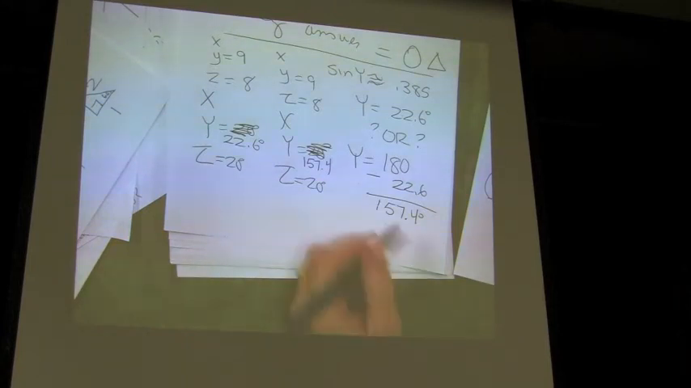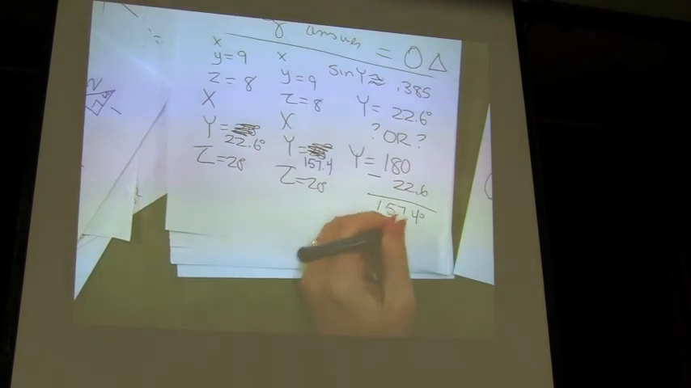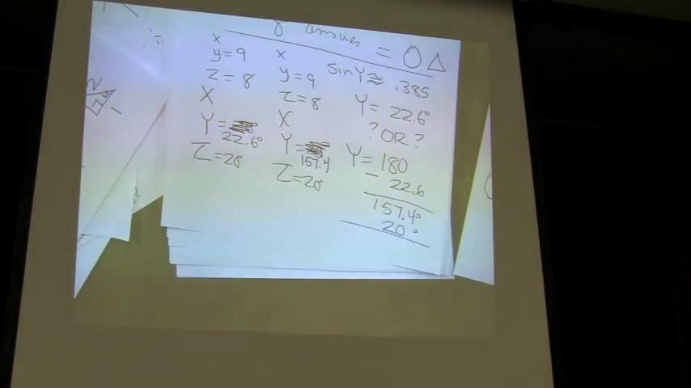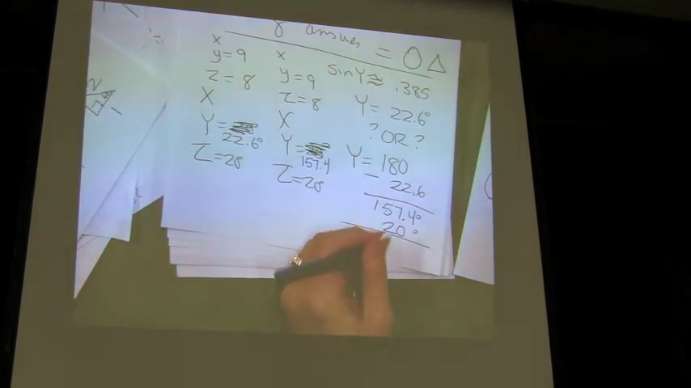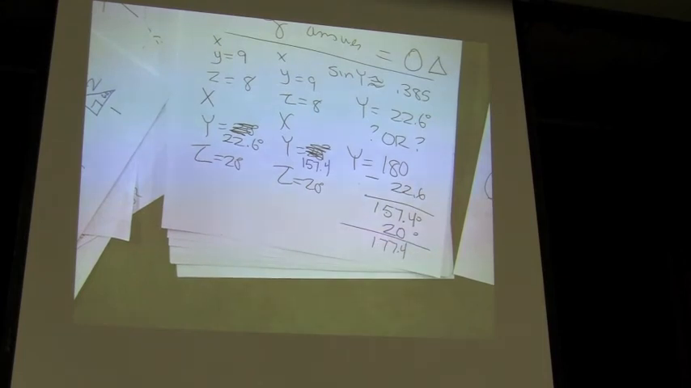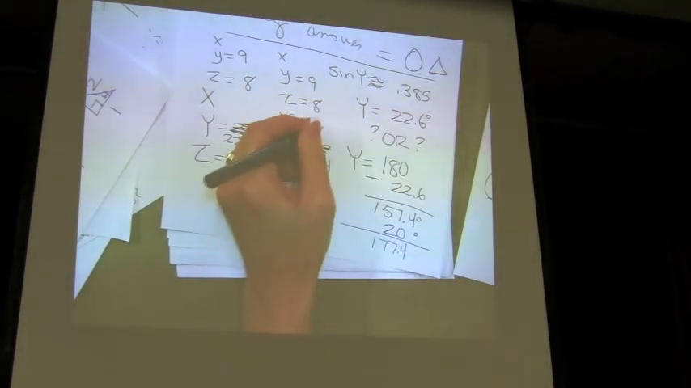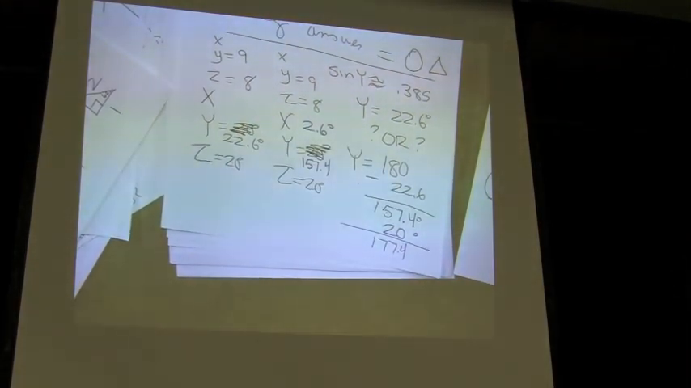Only if 157.4 added to the 20-degree angle that was given did not exceed 180. And if you add this up, you get 177.4. So you have, although it's not very big, an angle that's 2.6 degrees. Technically, there's a second triangle because there were enough leftover degrees for it.